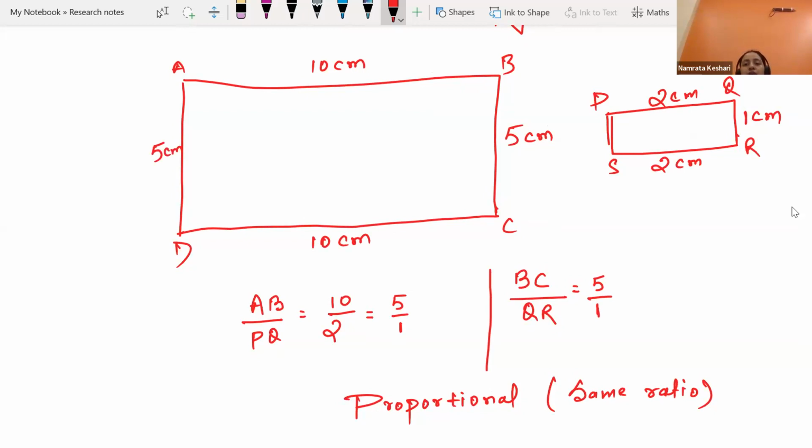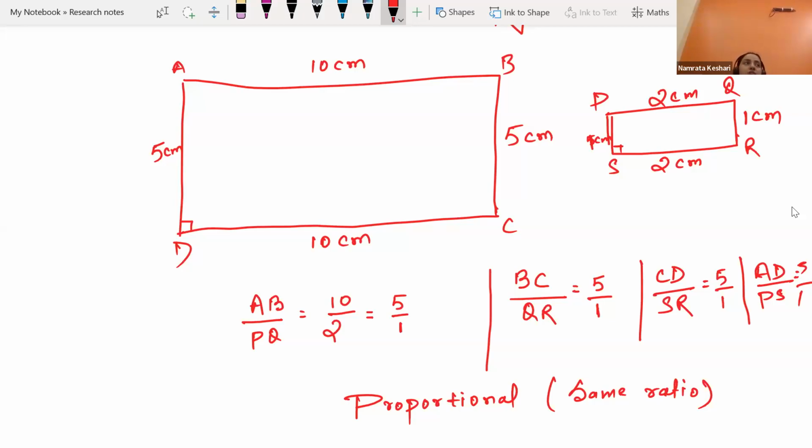Again the same we are having. If I find the ratio between CD to SR, again I'll be getting 5 by 1. If I find the ratio between AD to PS, again I'll be getting the same, 5 is to 1. So the ratios are equal. The ratio between all the sides must be equal with each other. Apart from that, each and every angle also has to be the same. Then only we will say that these two figures are similar figures.